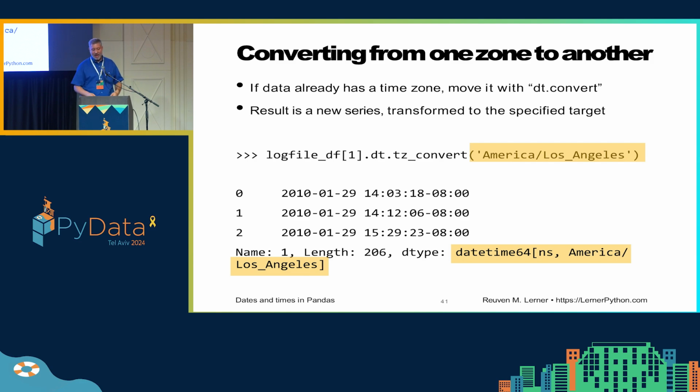And so sure enough, after doing that conversion, we now have the values in a dtype where it's datetime64, but associated with Los Angeles rather than Chicago or New York. Okay, enough about time zones.